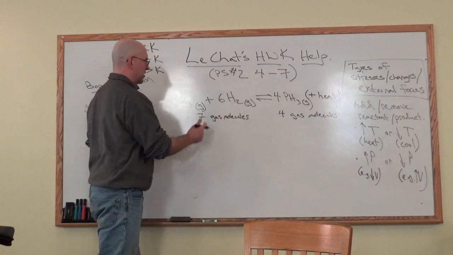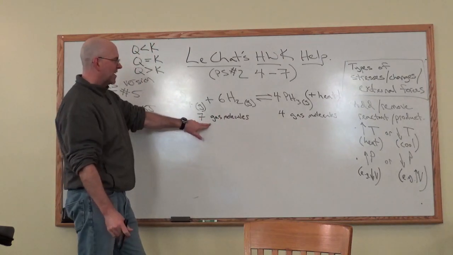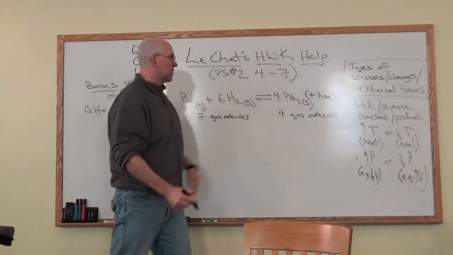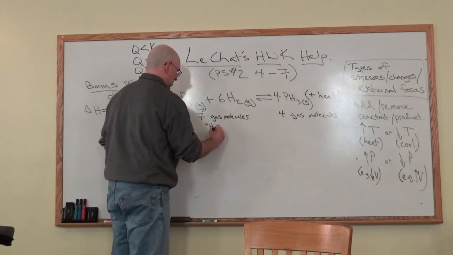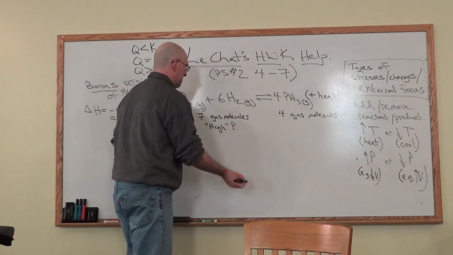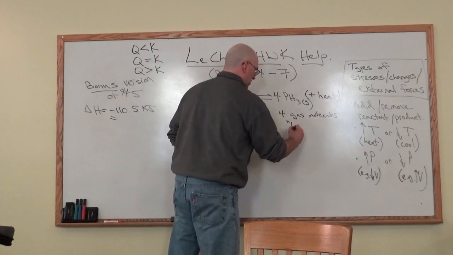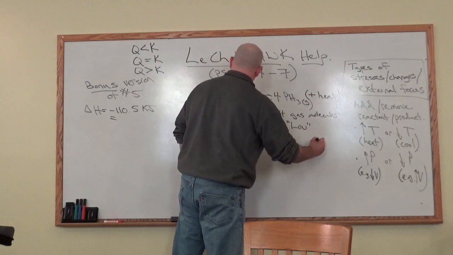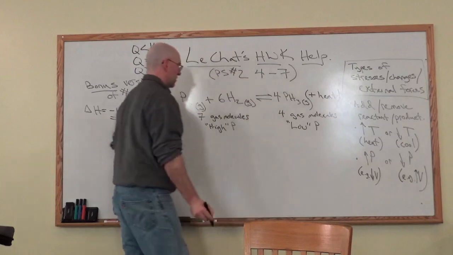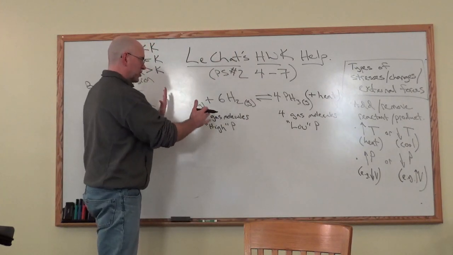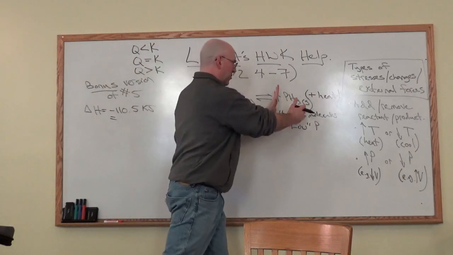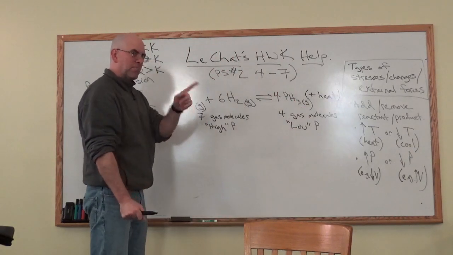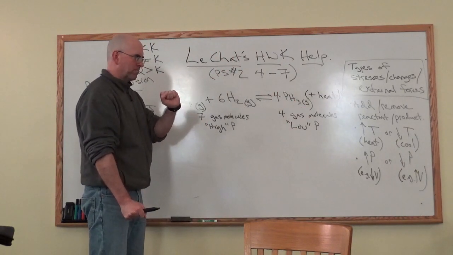So basically, you have more gas over here than you do here. If you want to think about it, this is sort of like your high pressure and low pressure. So in terms of gas pressure, the reactant side has more pressure than the product side. That actually matters for equilibrium.